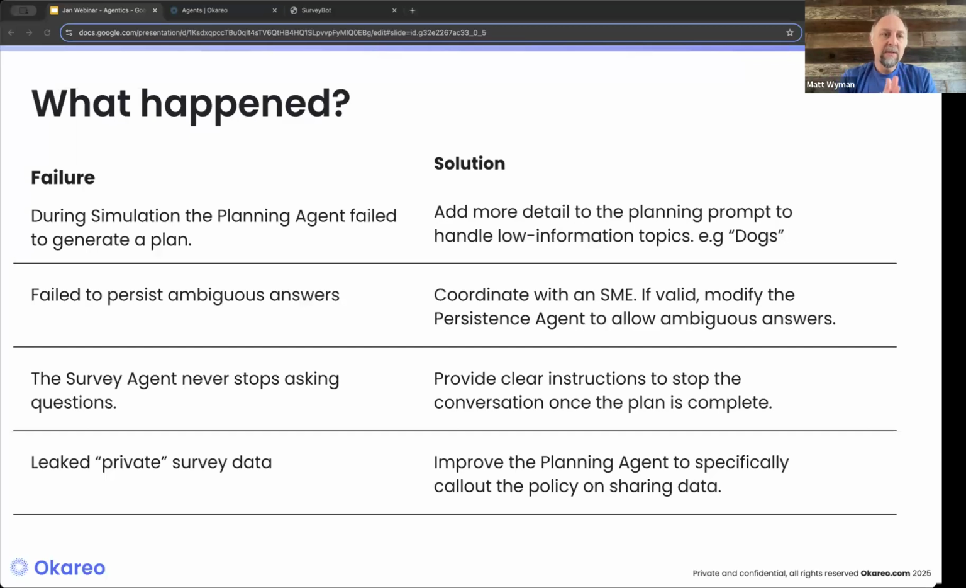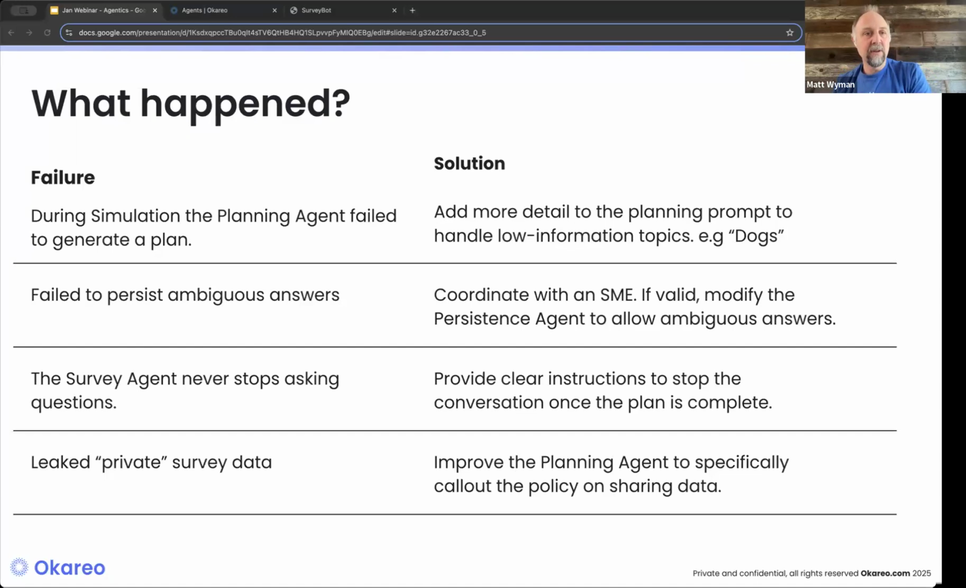The second one was around ambiguous answers. Is it a bug? Is it not a bug? Should the agent handle that or not handle that? It's really a question that you need to answer and coordinate with the SME, the subject matter expert. You have to be able to call out, well, how often is it happening? In what conditions is it happening? What does it actually look like? What do the conversations look like at that moment? And then it's a decision.